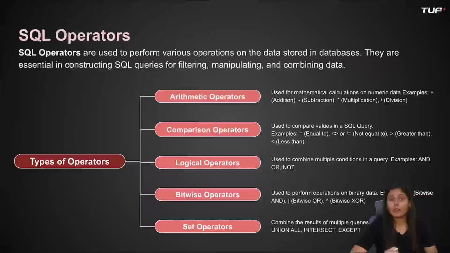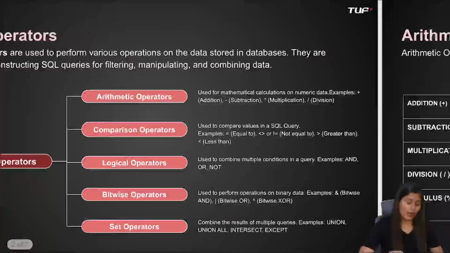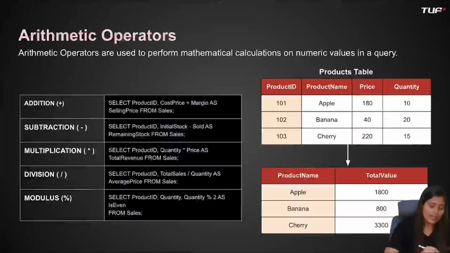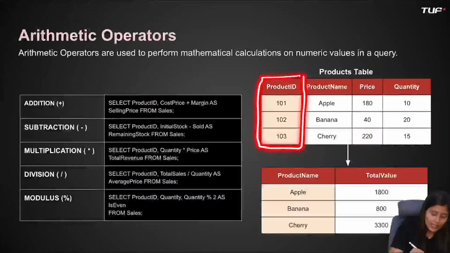So now let's learn all these operators one by one. First is the arithmetic operator and how we actually apply it in an SQL query. So if we talk about addition, we directly use a plus sign. So we'll write the query SELECT. Basically we are selecting the column product ID. So we'll be selecting the product ID column, and then we will be selecting cost plus margin.